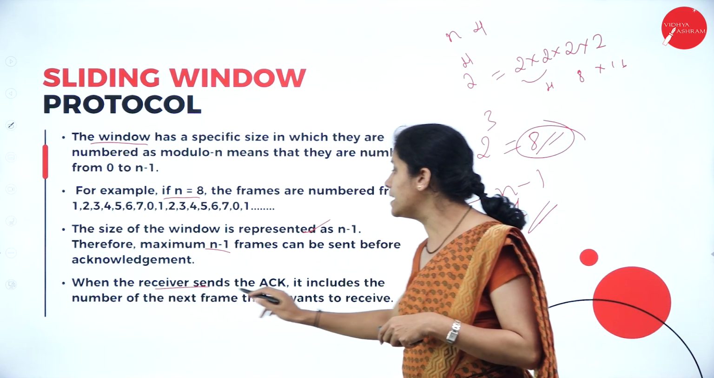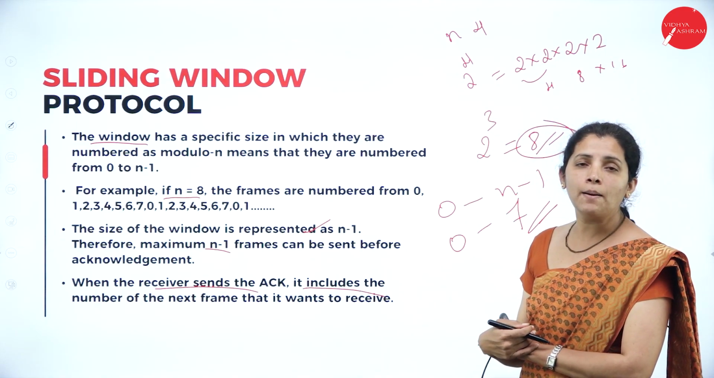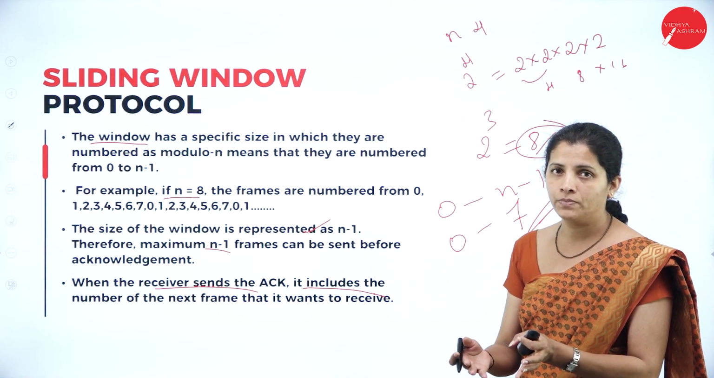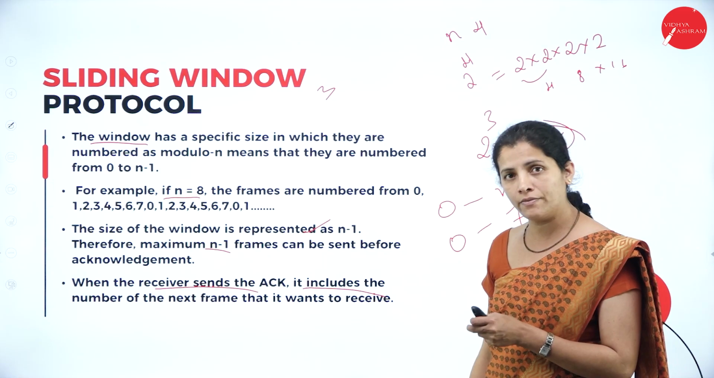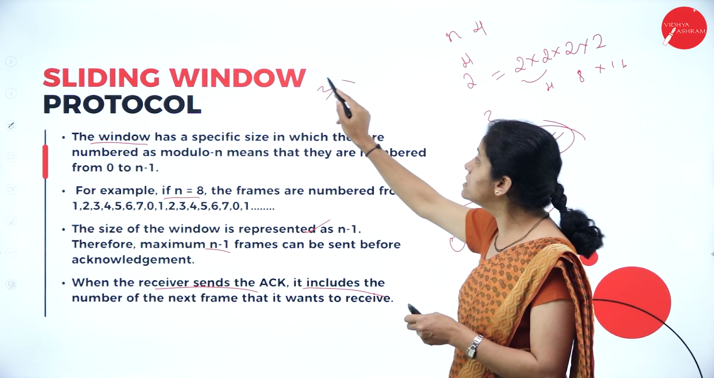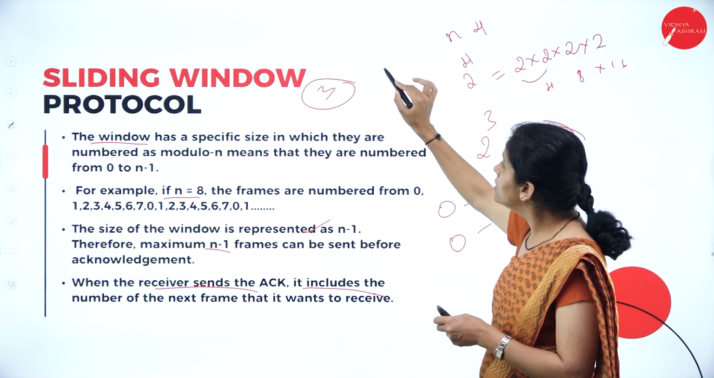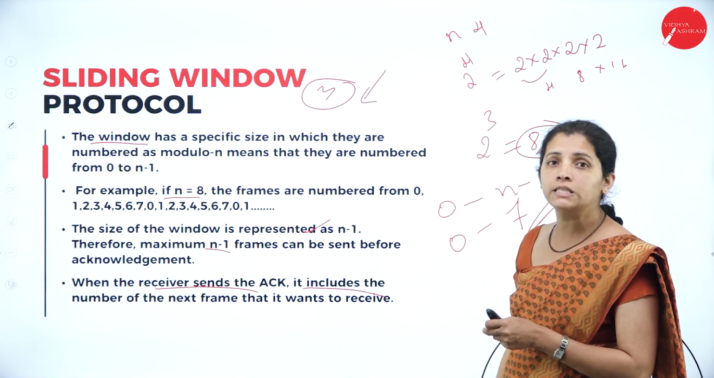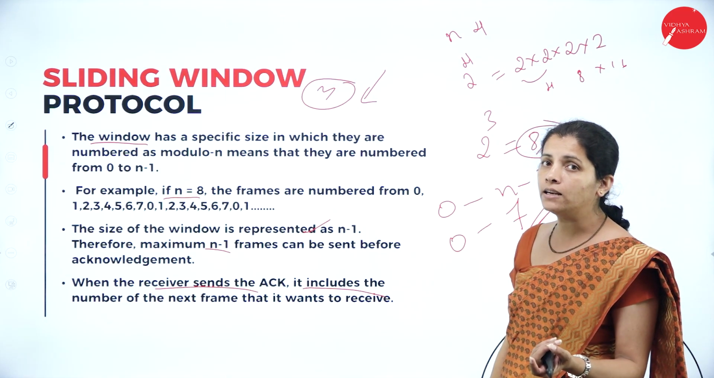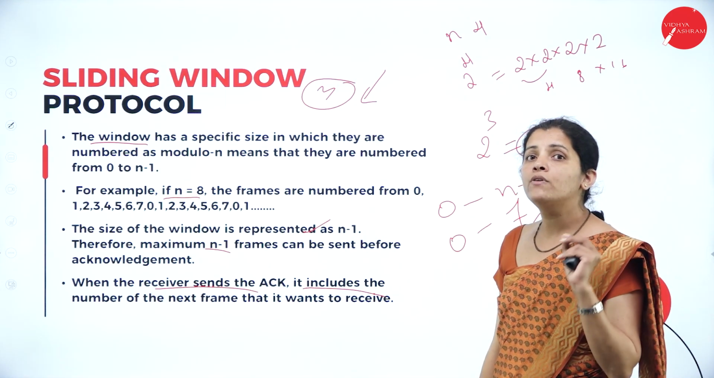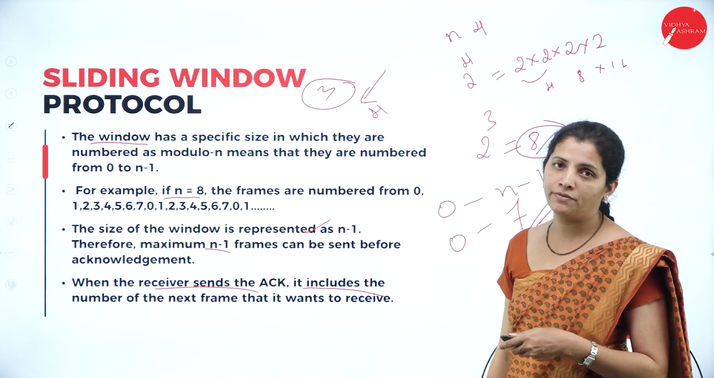When the receiver sends the acknowledgement, it includes the number of the next frame. For example, think that the sender sends 3 frames, and these 3 frames are received by the receiver. Now the receiver sends the acknowledgement indicating that it wants to receive the next frame. So what is the next frame? That is the 4th frame.